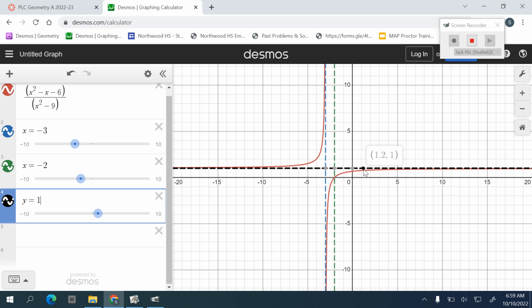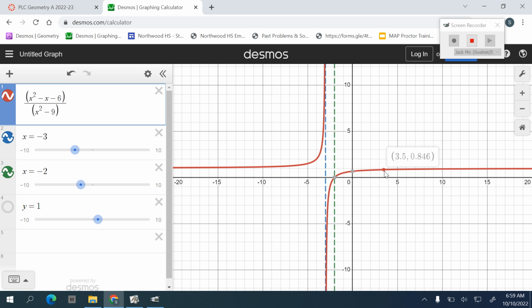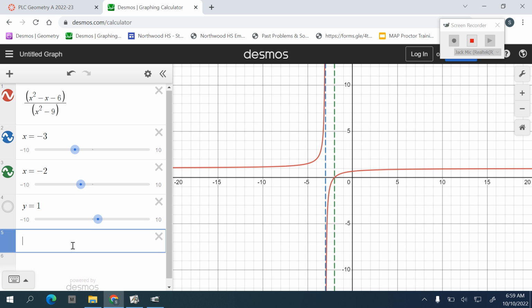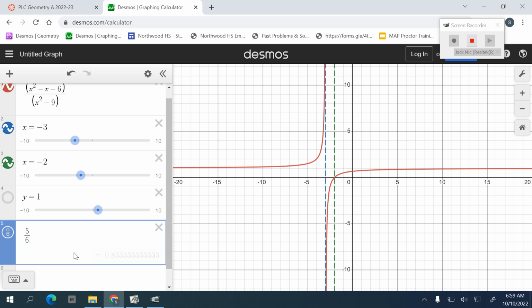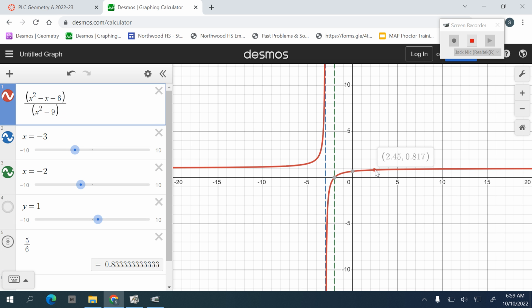And how do I get that? Let's turn this off for a second so I can see where this is at. Actually, let me see what 5/6 is. I'm going to tell you how I got that. It's 0.833. So as you can see, it's undefined on the graph. There's a hole there. So I'm going to show you how I would do it on Desmos.